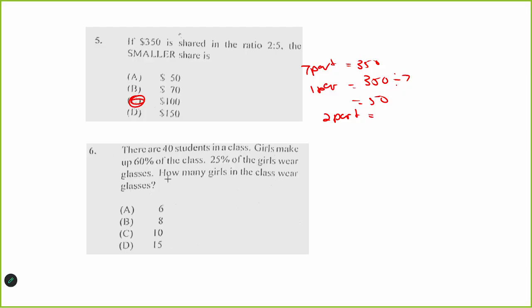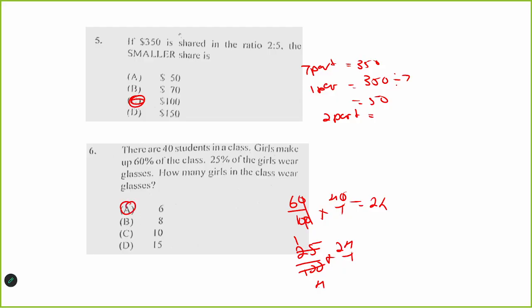This is a repeated question. I believe the answer is 6, but let's read it back. There are 40 students in a class. Girls make up 60% of the class. So 60 over 100 multiplied by 40 over 1 crosses off. You get 24, and then you find 25%. 25 over 100 times 24 over 1. 25 into 25, 1. 25 into 100, 4. 4 into 24 would be 6.